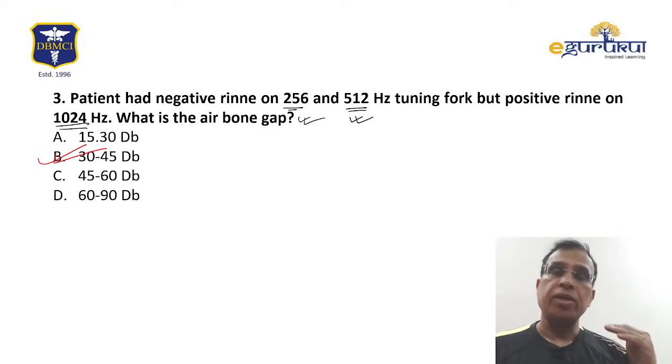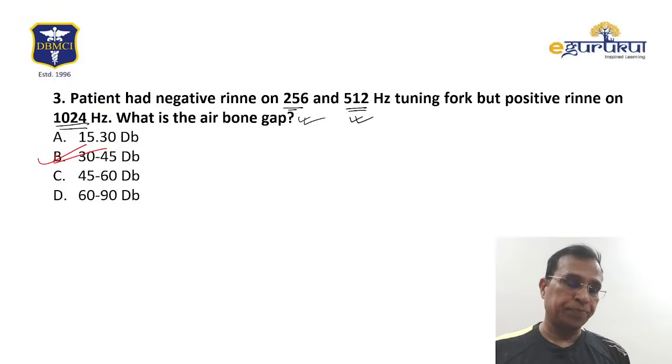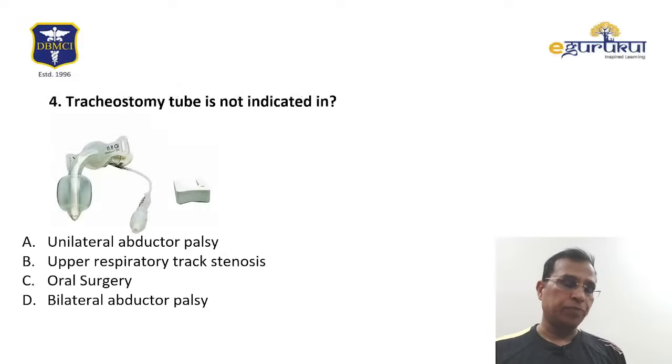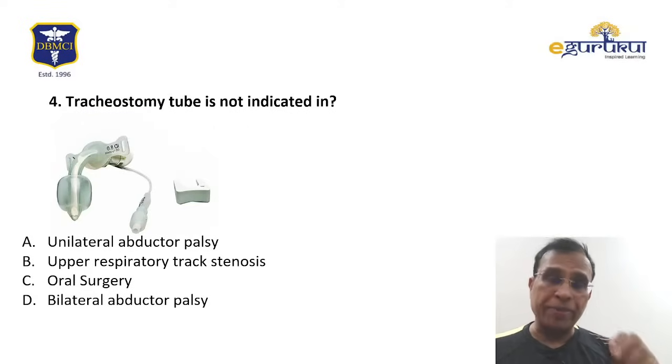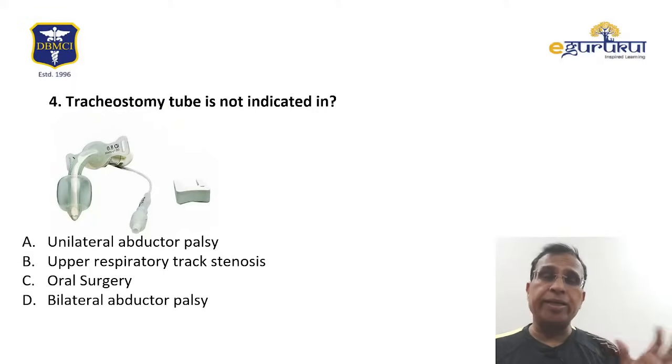So this is straightforward. There is no concept here. It's just a factual thing. You just have to remember the fact. That's all about this. Then we go to the next question. Question number 4. Again a tracheostomy question. Tracheostomy tube is not indicated in which of the following. So in the same year, in the same paper, there are 2 questions related to tracheostomy.